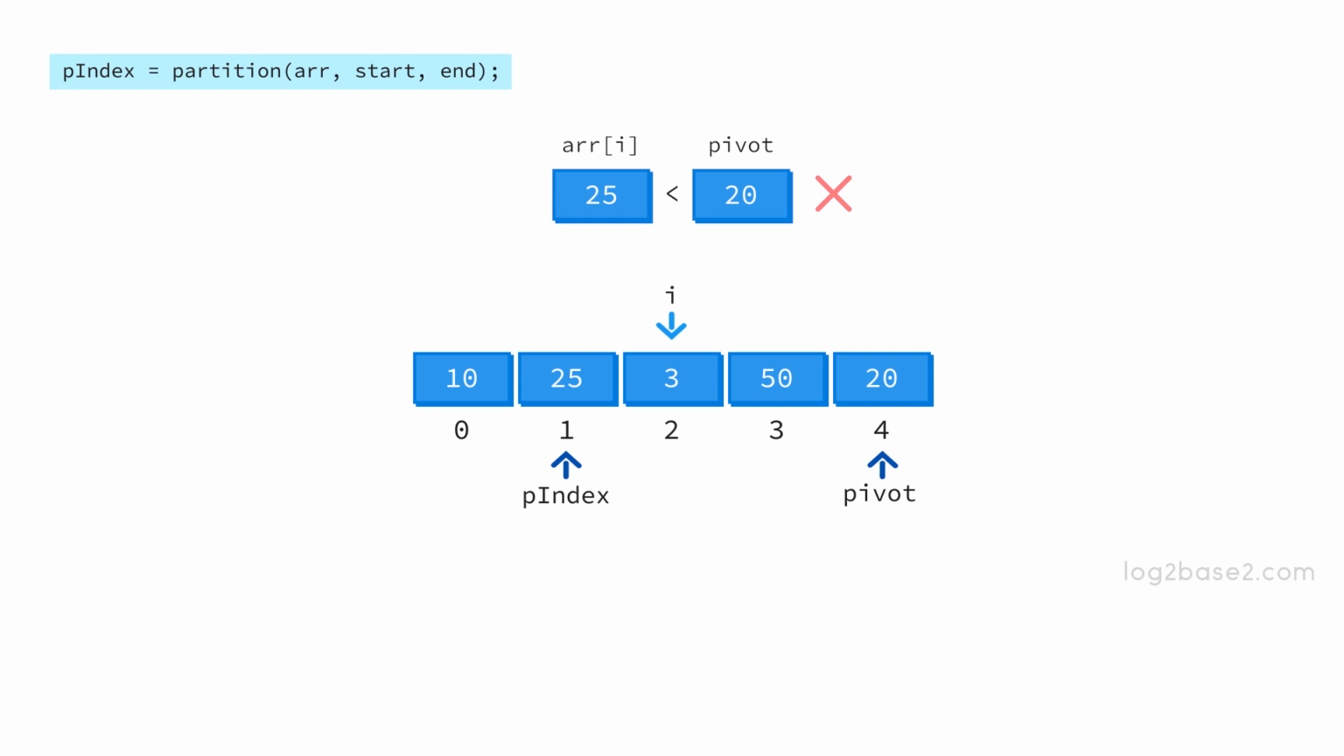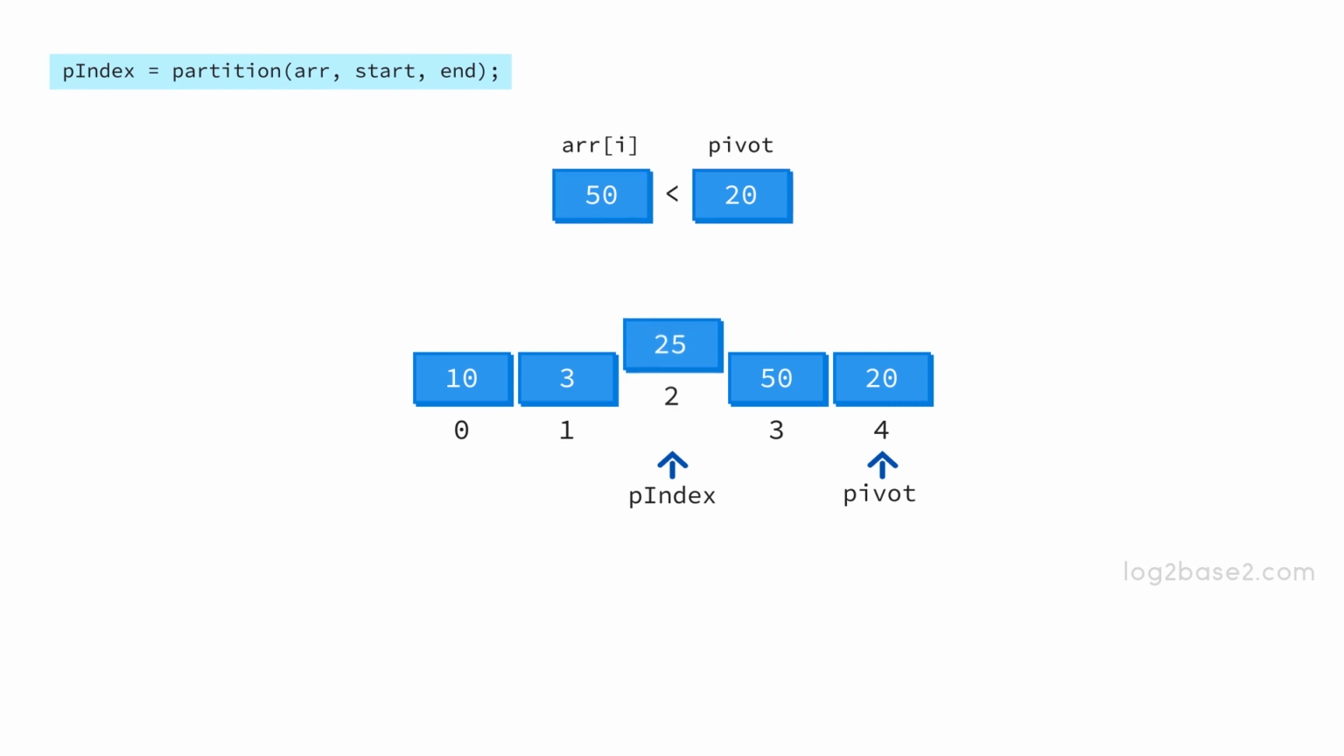So again increment I. Now compare 3 and pivot element which is 20 and 3 is less than 20, so the condition is true. So swap ARR of I and ARR of p index and then increment p index. And please note that whenever the condition is satisfied, we are performing the swap operation and we are incrementing p index. If the condition is false, we are just incrementing I. Now do the same process with the next element. So increment I. So now compare 50 and 20 and the condition fails and the array is completed now.